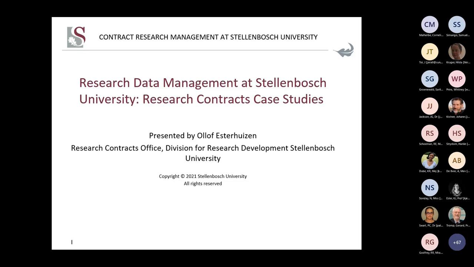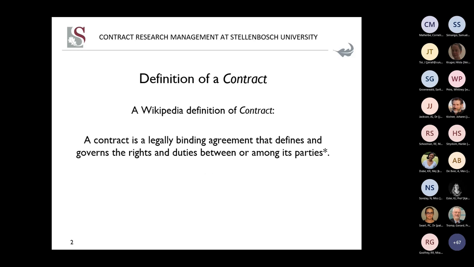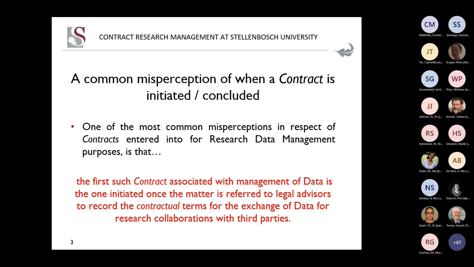So when we look at the definition of a contract, I came across a definition that was incorporated in a 1925 publication, and Wikipedia came across this, and it says plainly that a contract is a legally binding agreement that defines and governs the rights and duties between or amongst its parties. So this presupposes that there's some type of agreement that is reached between a number of participants to a contract. It doesn't necessarily specify that this contract needs to be in writing or oral, and there's good reason for that.